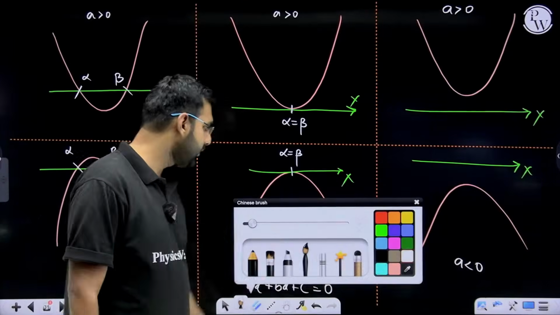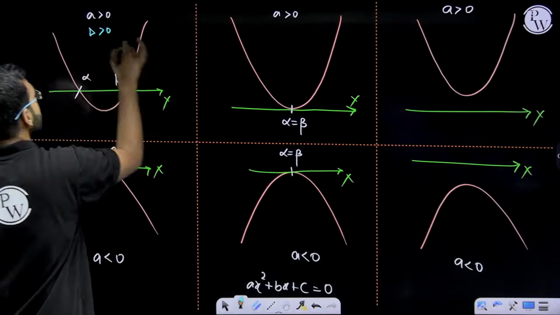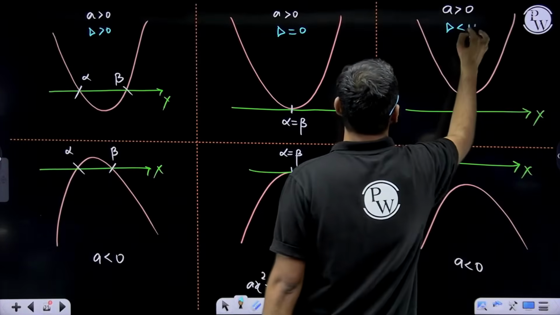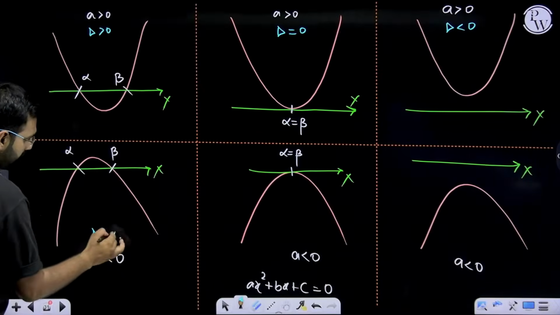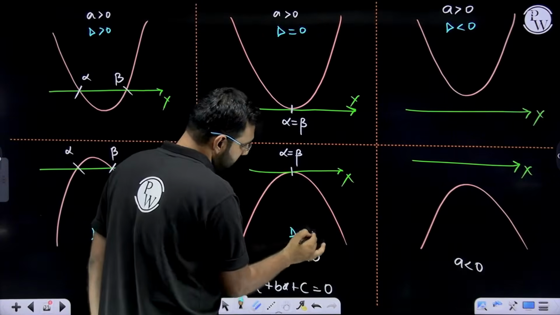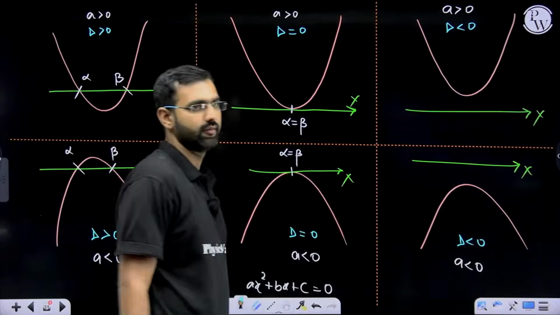Now, can you help me with the discriminant as well? I hope you remember. Two real roots means what? Discriminant positive. Equal real roots, discriminant 0. No real roots, discriminant is negative. I hope no confusion here. Discriminant is positive because two distinct real roots. Real and equal roots, which means discriminant is 0. No real root at all, discriminant is negative.